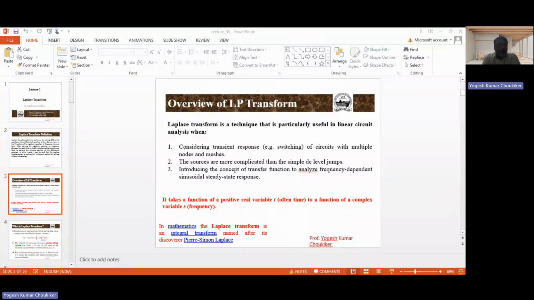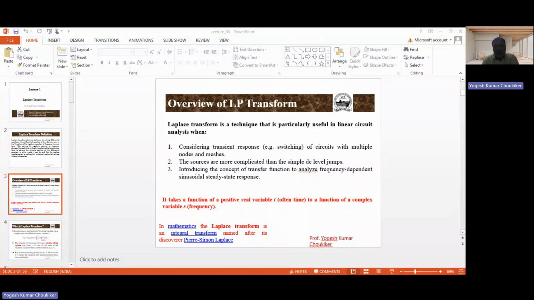If f of t is delta of t, it becomes 1 in the frequency domain. Then u of t becomes 1 by s, and e to the power minus at becomes 1 by s plus a. When it is t, it becomes 1 by s square. For t to the power n, it is factorial n divided by s to the power n plus 1. Then we have sine omega t, which is omega divided by s square plus omega square, and cos omega t, which is s divided by s square plus omega square.